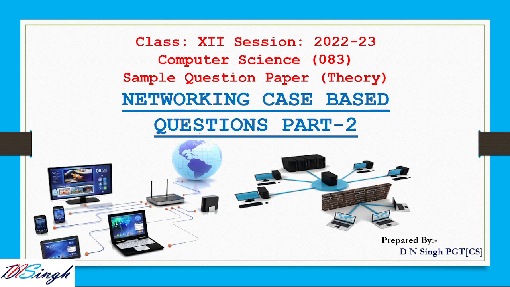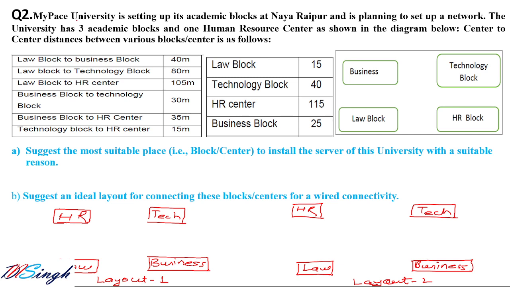Okay, so let us move to the first question of our video. Here it is saying my place university is setting up an academic block at Naya Raipur, planning to set up a network. The university has 3 academic blocks and one human resource center, shown in the diagram as business technology block, HR block, and law block, and the distances between them are given. Suggest the most suitable block to install the server on the university with a suitable reason. So where to place the server?